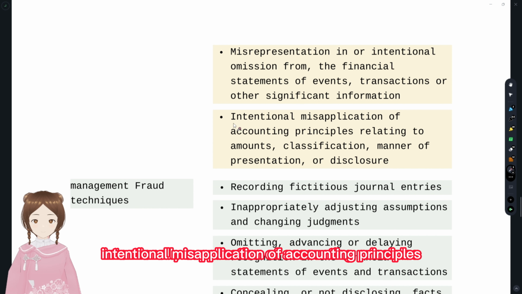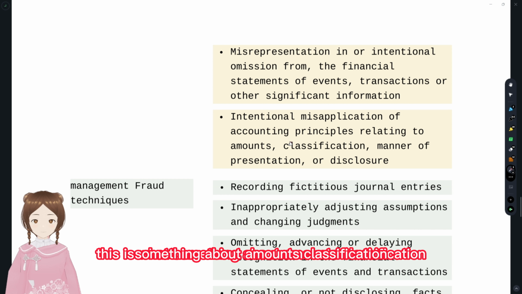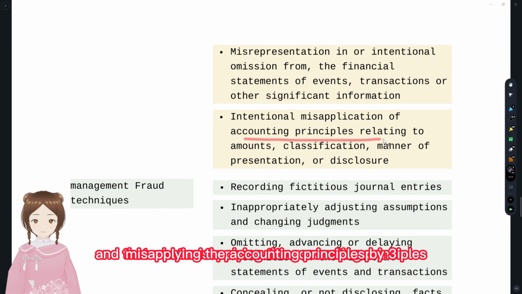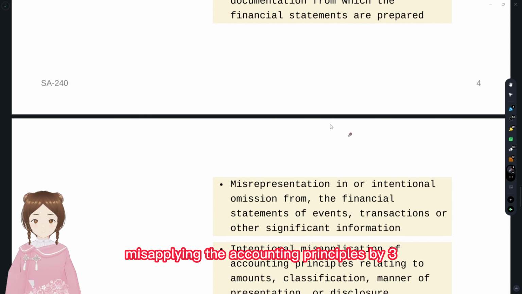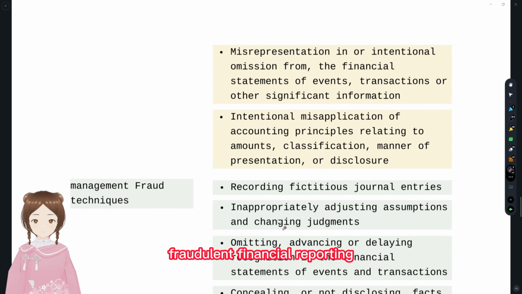Intentional misapplication of accounting principles relating to amounts, classification, presentation, or disclosure. This is something about amounts, classification, presentation, and disclosure, which you already know. They're misapplying the accounting principles, and by these three ways they could achieve fraudulent financial reporting.